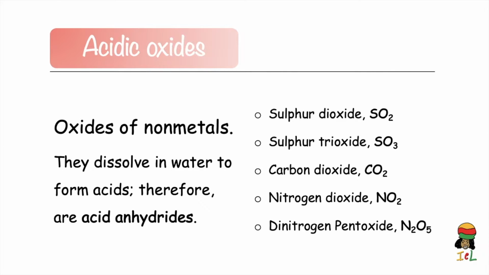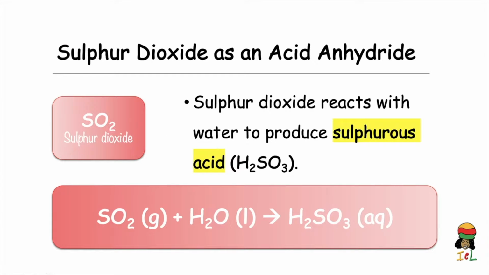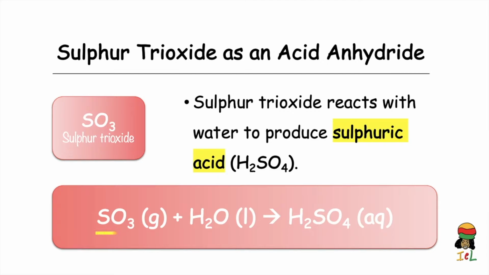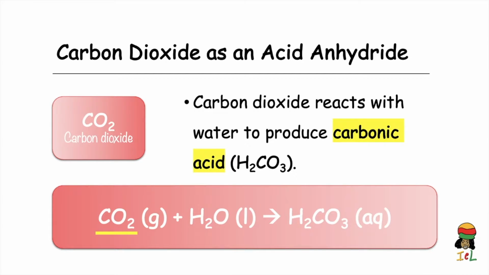These are just a few examples from a long list of acidic oxides. We will now examine the different acids formed when the acid anhydrides dissolve in or react with water. Now we start with sulfur dioxide, SO2, which when dissolved in water produces the acid sulfurous acid, H2SO3. Sulfur trioxide, SO3, reacts with water to produce sulfuric acid, H2SO4. Carbon dioxide, CO2, dissolves in water to produce the acid carbonic acid, H2CO3.